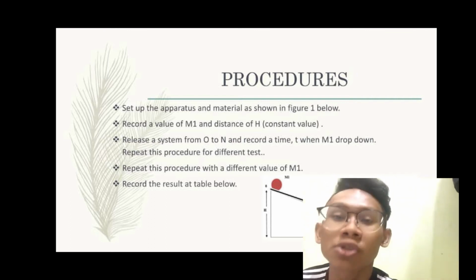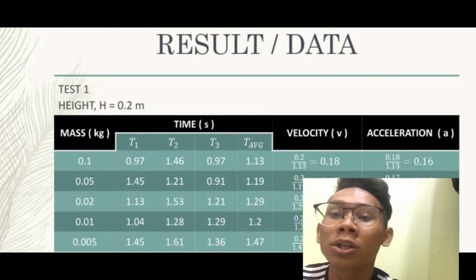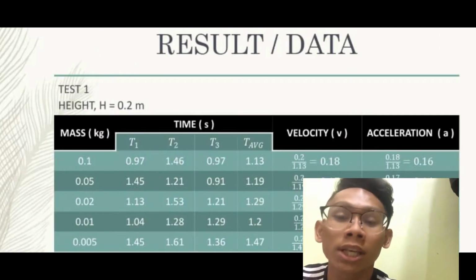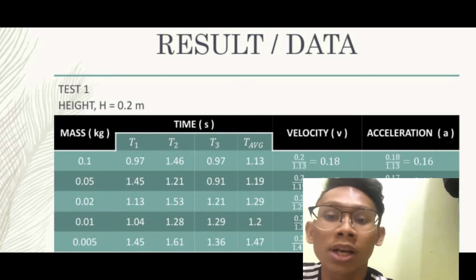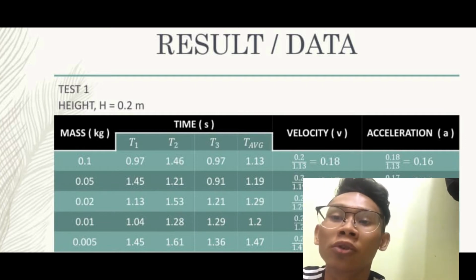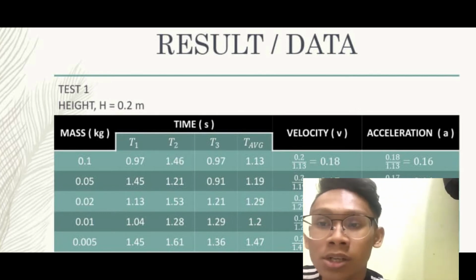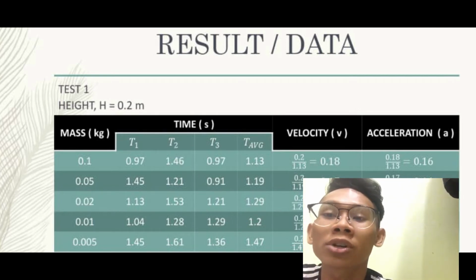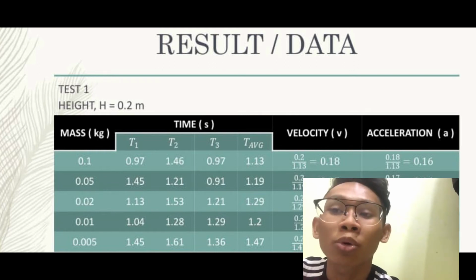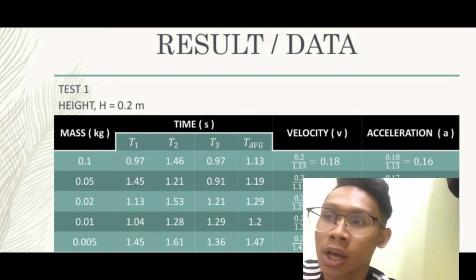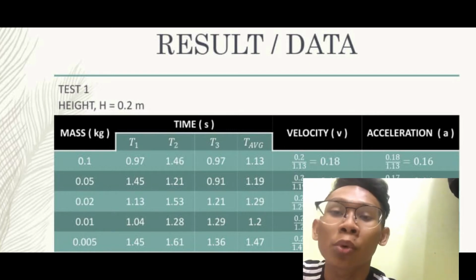So the next is the result. For the result we use 0.1 kg, 0.05, 0.02, 0.01 and 0.005 kg. For 0.1, the first we got 0.97, second 1.46, third 0.97, and for AVG we got 1.13. Velocity we got 0.18 for 0.1 kg, and acceleration we got 0.16.